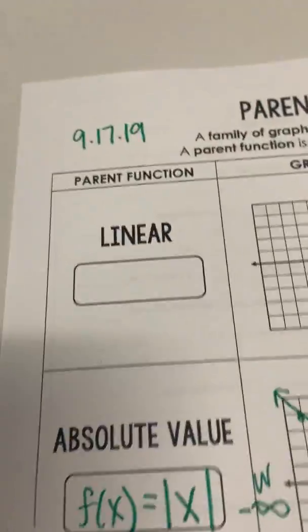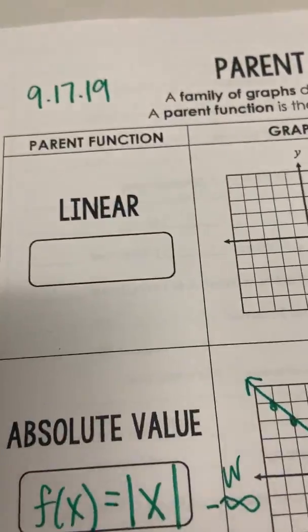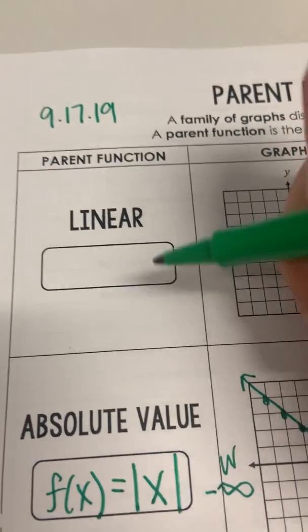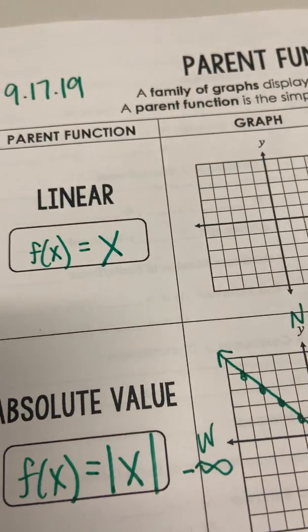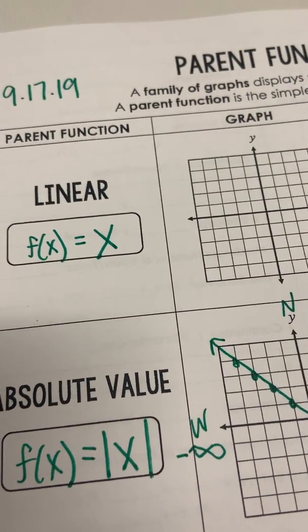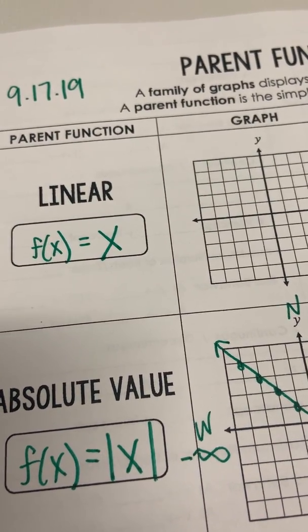Now I'm going to go to linear. You can pause it, remember, at any time. The function family for linear is f of x equals x. That is the original parent function.